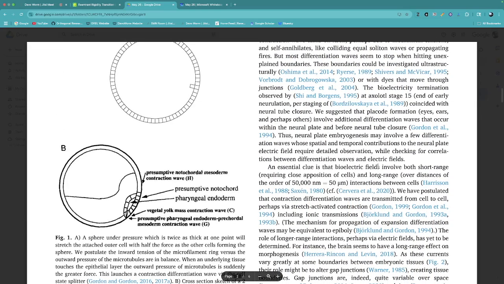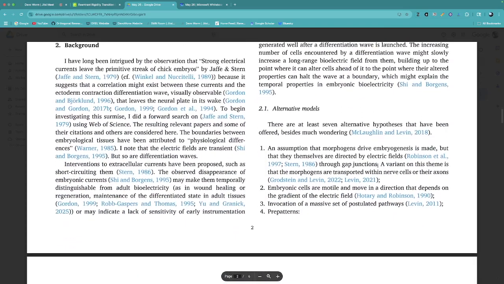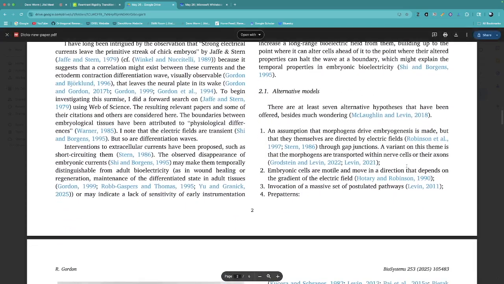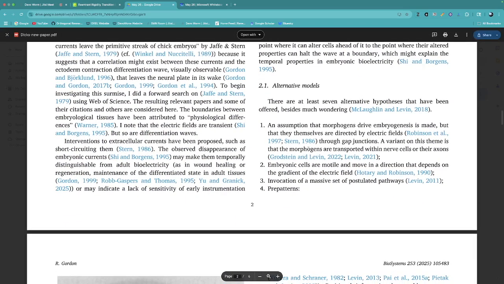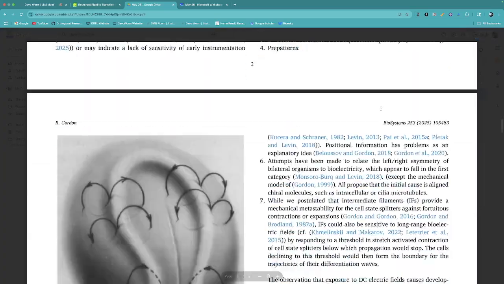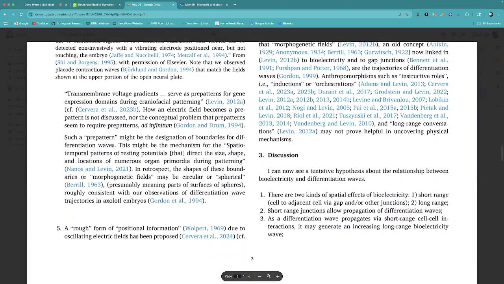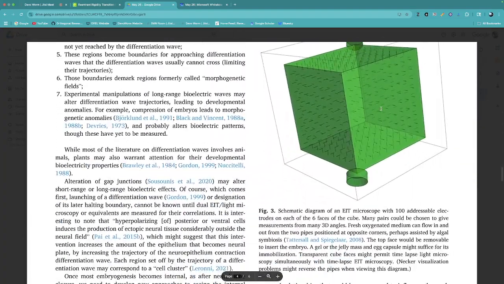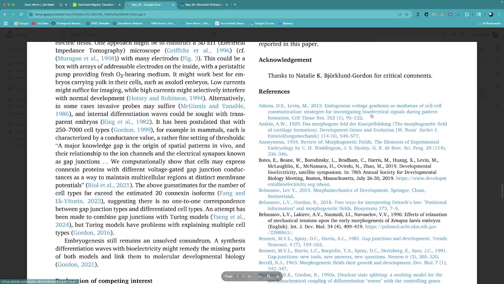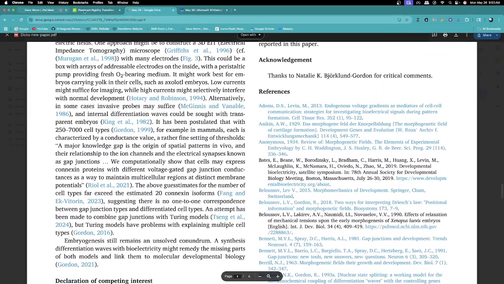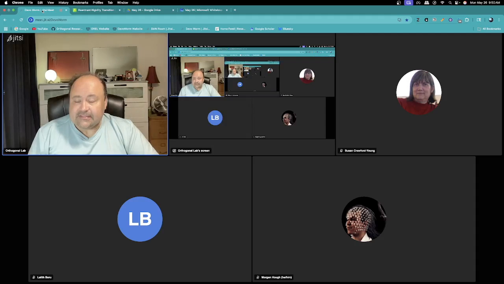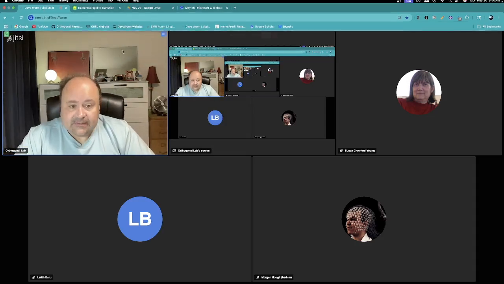So he gives a number of examples here in embryos. He goes through the background and alternative models, and this is just laying out the problem space and how you might approach this. So that's a nice little hypothesis theory paper. Congratulations to Dick on that.